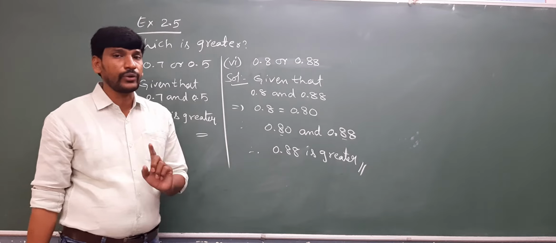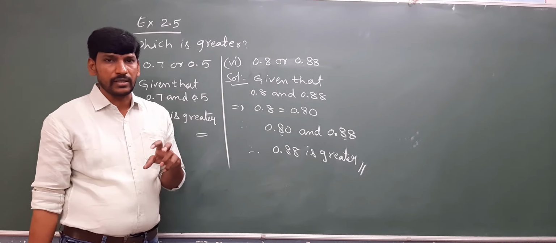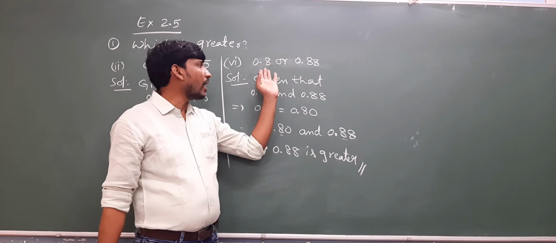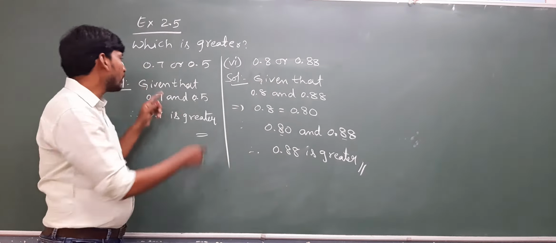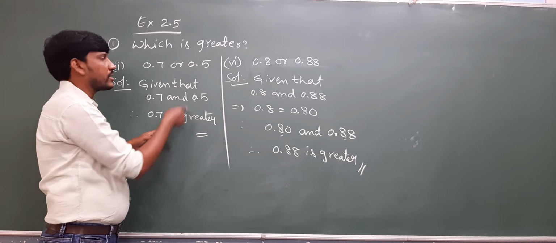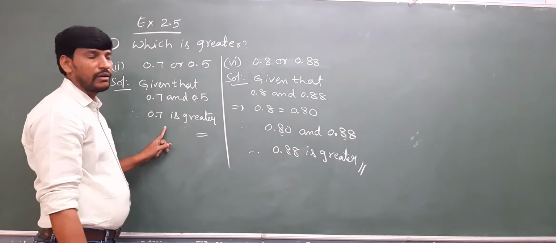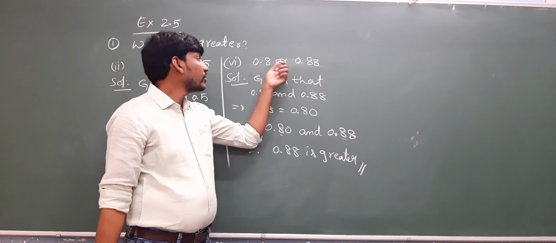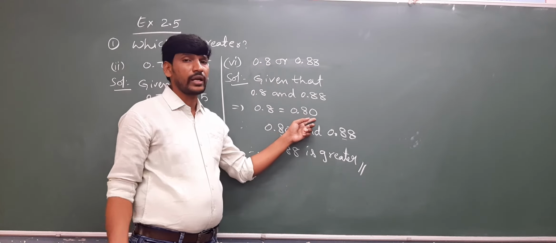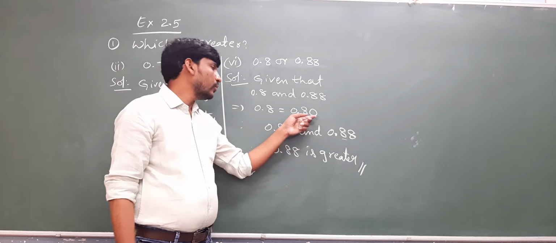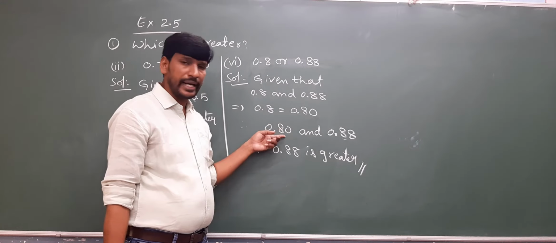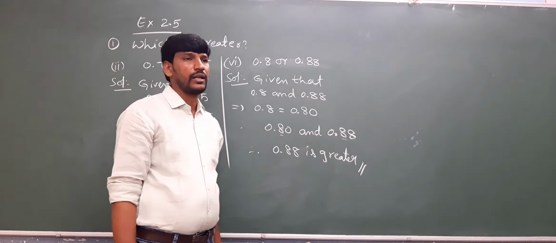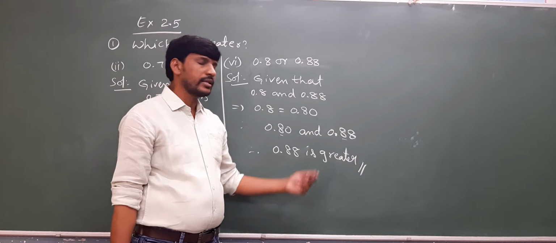Clear, my dears? Once again I am telling you, to compare given decimals, which is greater or which is lesser, first of all see whether the given decimals are like decimals or not. Here both are like decimals, so we can write directly, because 7 is greater than 5. But here only 8 is there, and here 88 is there. So 0.8 will become 0.80. We are adding one more 0 to 0.8. This will become 0.80 and 0.88. So out of these two, 80 or 88, 88 is the greater value. So therefore 0.88 is greater.